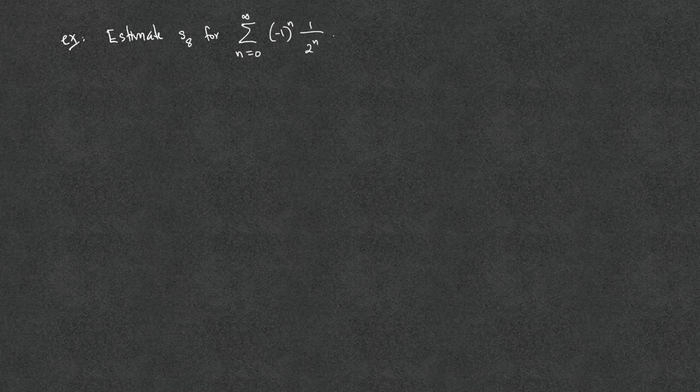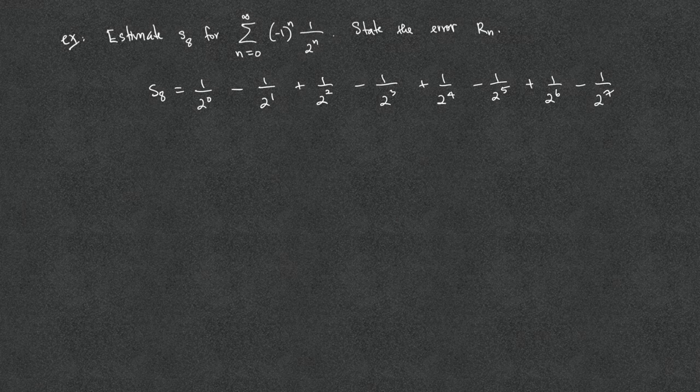Estimate S sub 8 of the alternating series, -1 to the n, 1 over 2 to the n power. State the error R sub n. Since n starts with 0, n in this case is 7 only. S sub 8 is the sum of the first 8 terms. The first term is n equals 0 and the last term is n equals 7.